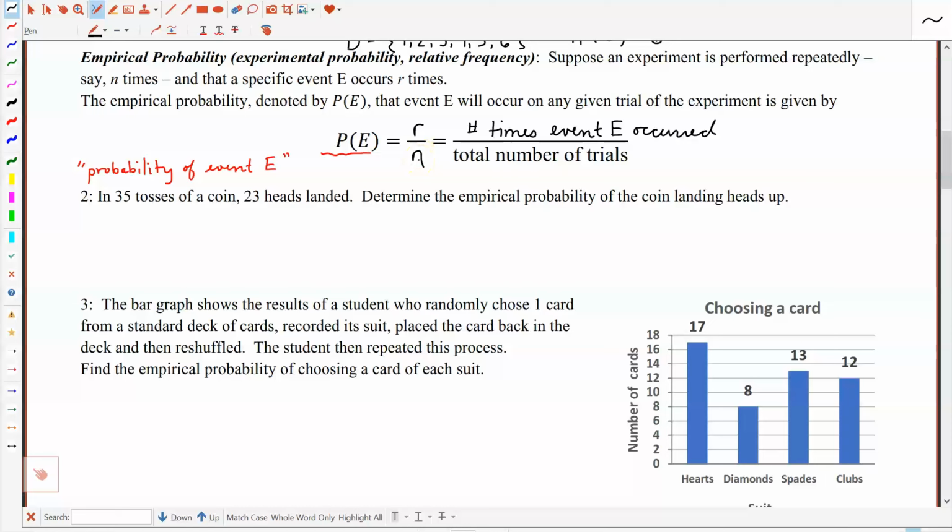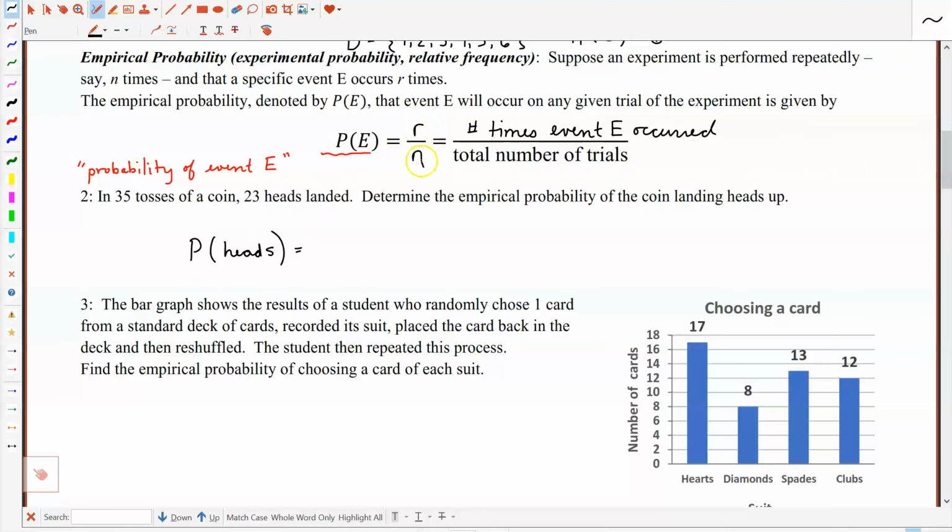So here's our first example of computing an empirical probability. In 35 tosses of a coin, let's say we get 23 heads. So we're going to determine the empirical probability of the coin landing heads up. Alright, so we want to compute a probability, so we will use that capital P to indicate that we're going to find the probability. And then inside the parentheses, I'm just going to write the verbal description of what the event is that we're keeping track of. So I'm not going to assign it a capital letter, I'm just going to write in here the description of what we're looking at. So the probability that the coin landed heads up.